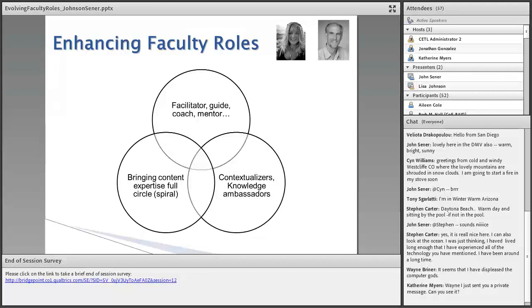Another one I like to call knowledge ambassadors. We tend to forget sometimes when we've been in education for so long that a lot of our subjects are very abstract, and things like algebra or biology or economics are really not common. They're not first nature.